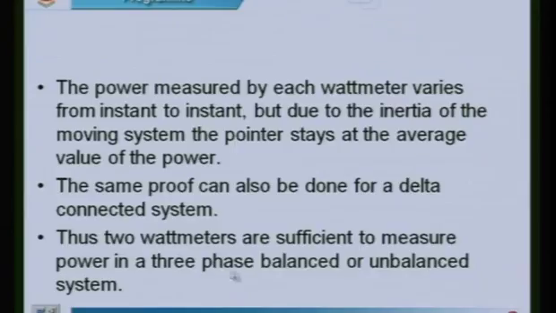As I mentioned here, the same proof can also be done for a delta connected system. Thus, 2 wattmeters are sufficient to measure power in a 3-phase balanced or unbalanced system. This is very important. 3-phase balanced or unbalanced system.